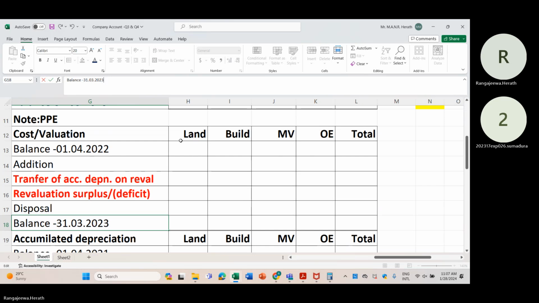We revalue a depreciable asset. So the accumulated depreciation we already have, when revaluing, we debit accumulated depreciation and credit the asset. That is shown as a row, a line, called transfer of accumulated depreciation on revaluation. Then revaluation surplus or deficit, disposal, closing balance.